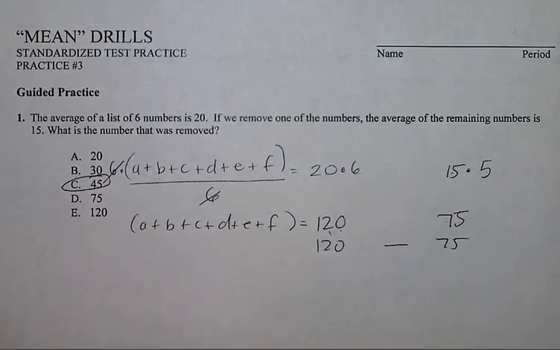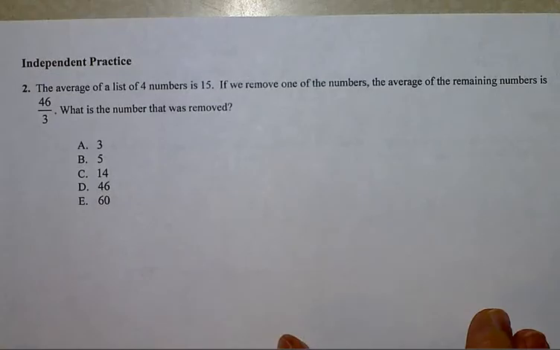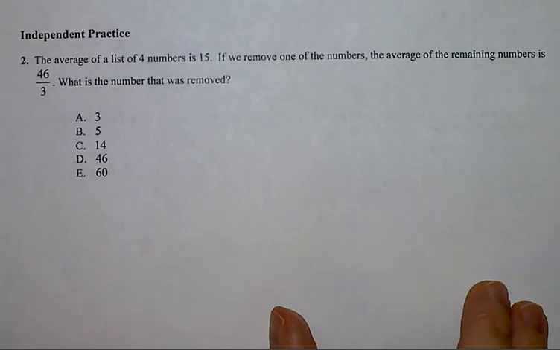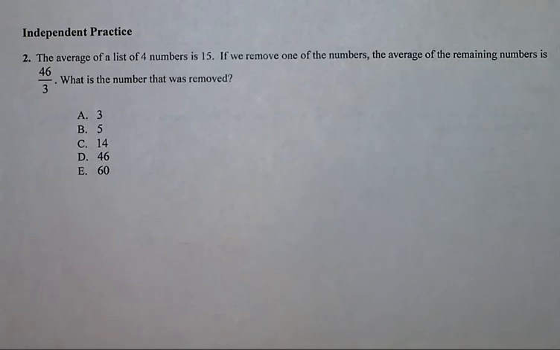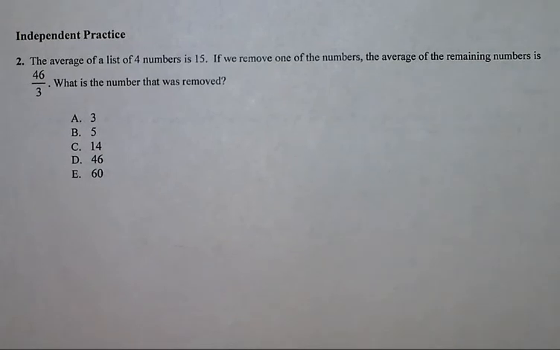Flip to the back side. I'll read the problem out loud. After I'm done reading it, I'll start the timer. The average of a list of 4 numbers is 15. If we remove one of the numbers, the average of the remaining numbers is 46 thirds. What is the number that was removed? You have 1 minute.